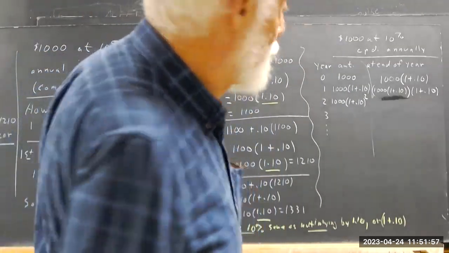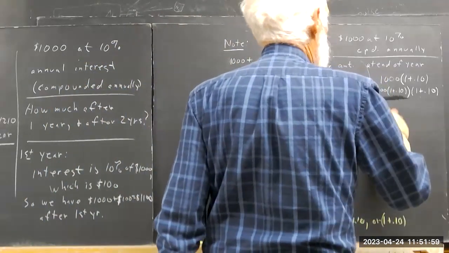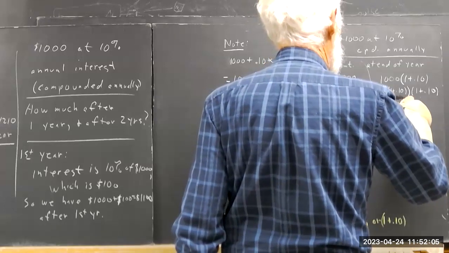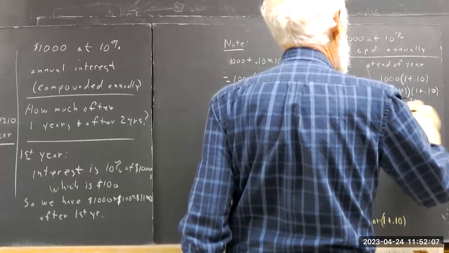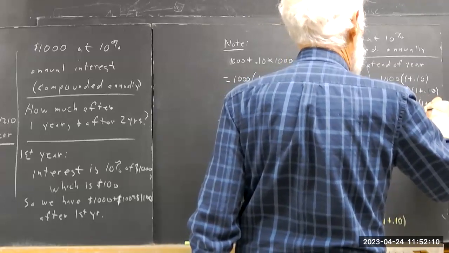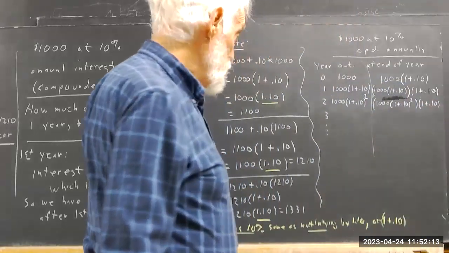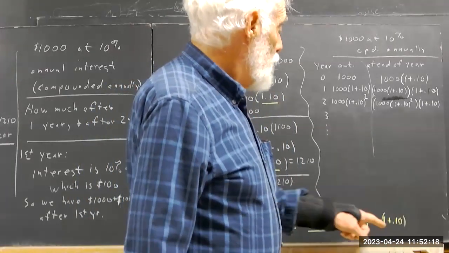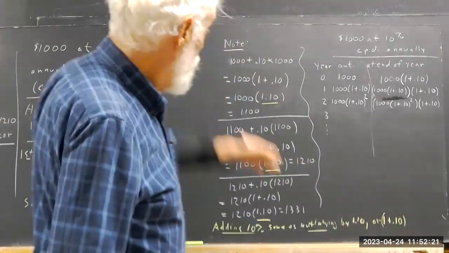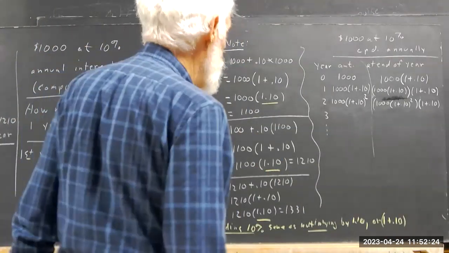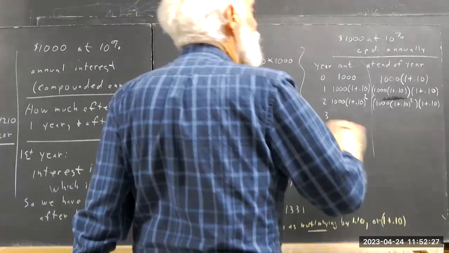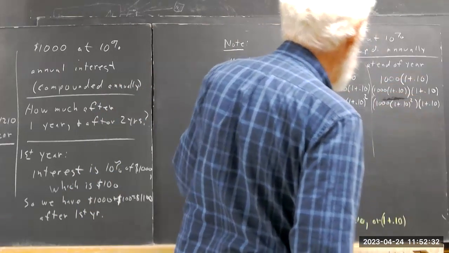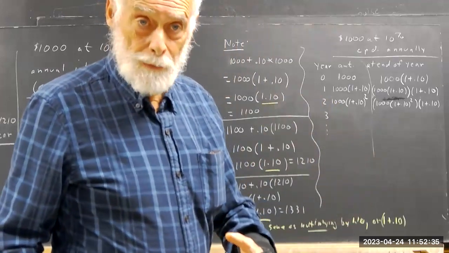Okay. And then I'll write this one out as 1,000 times (1 + .10) squared. But then that's times (1 + .10), because again, every year I'm adding 10%, which is just like multiplying by 1 + .10 or 1.10, as we saw here. Okay, this is at the end of the second year, which is, of course, the beginning of the third year.